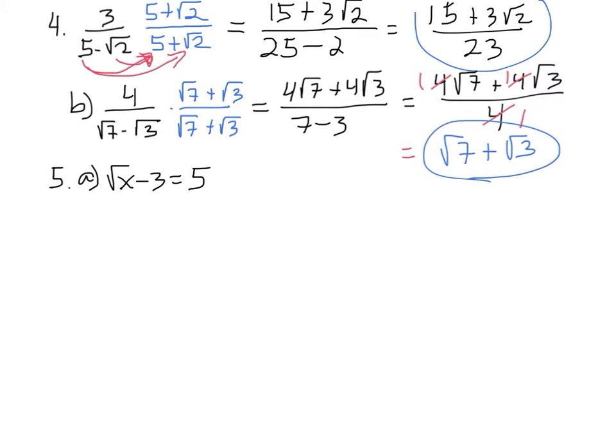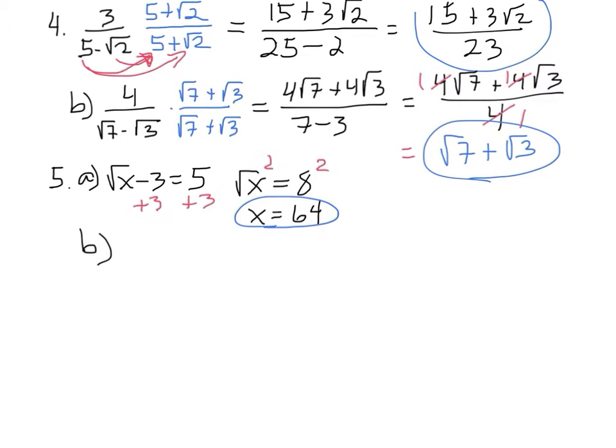In number 5, we're solving for x. We want to first isolate x, so I'm going to do that by adding 3 to both sides of the equation. So I'm left with just root x on the left. So root x equals 8. And now I need to get rid of that square root sign, so I am going to square both sides of the equation. And I end up with x equals 64, and that is my final answer.